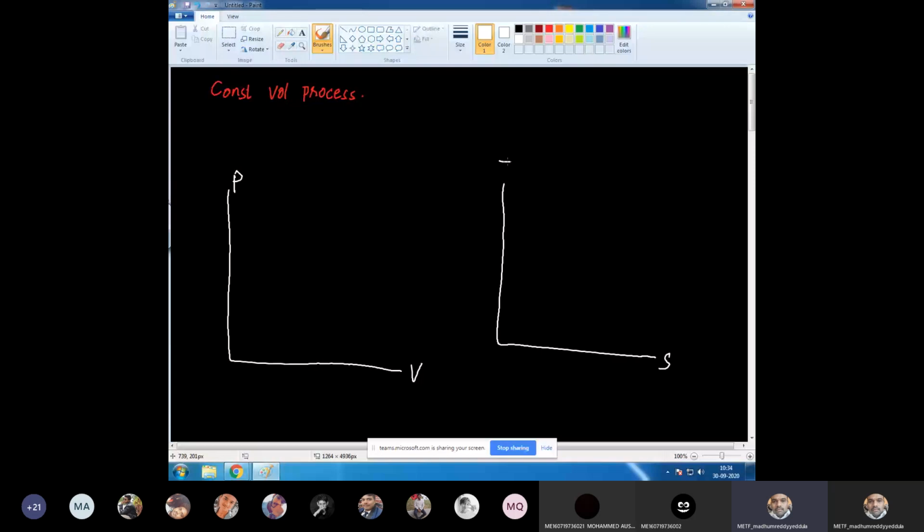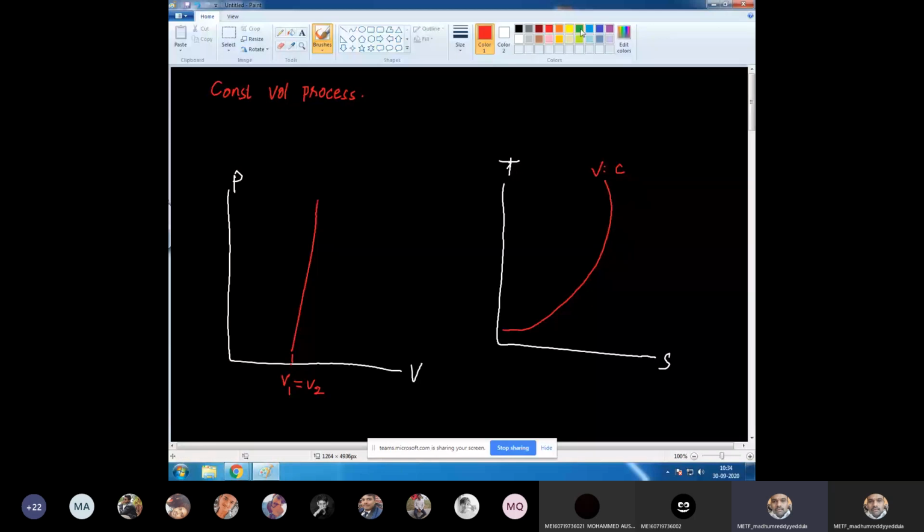Therefore, for constant volume process in PV diagram, it will be a vertical line. Yes or no? Right. For constant volume process in PV diagram, it is a vertical line. Therefore, V1 is equals to V2. If any doubt, please ask me. Very, very important to solve the problem. In TS diagram, I can't represent volume. Therefore, it will be a curve. This is V is equals to constant.